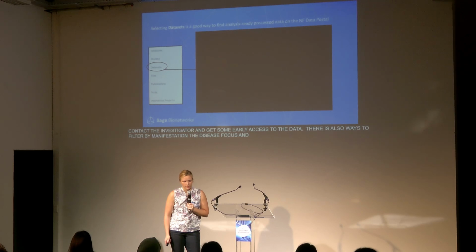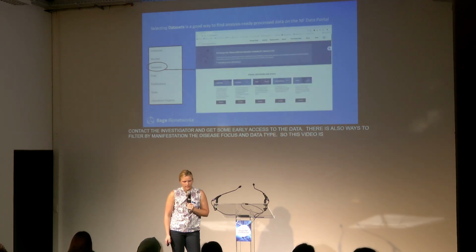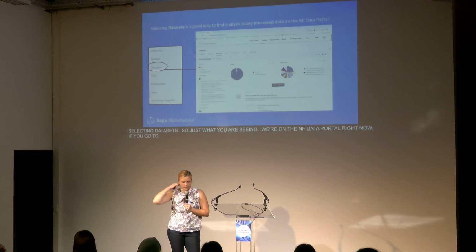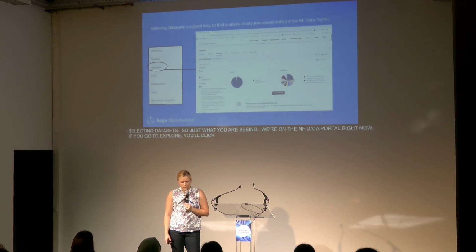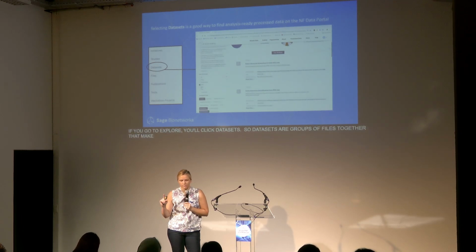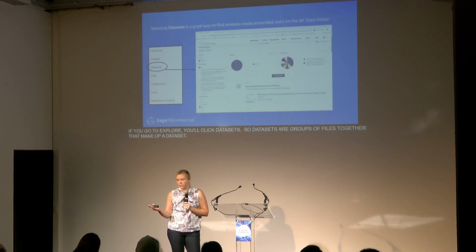So this video is going to go over selecting data sets. Just what you're seeing, we're on the NF data portal right now. If you go to Explore, you'll click data sets. Data sets are groups of files that make up a data set. And one of the steps that we do on our end, which Janita's going to talk a little bit more about, is we're reprocessing data sets.